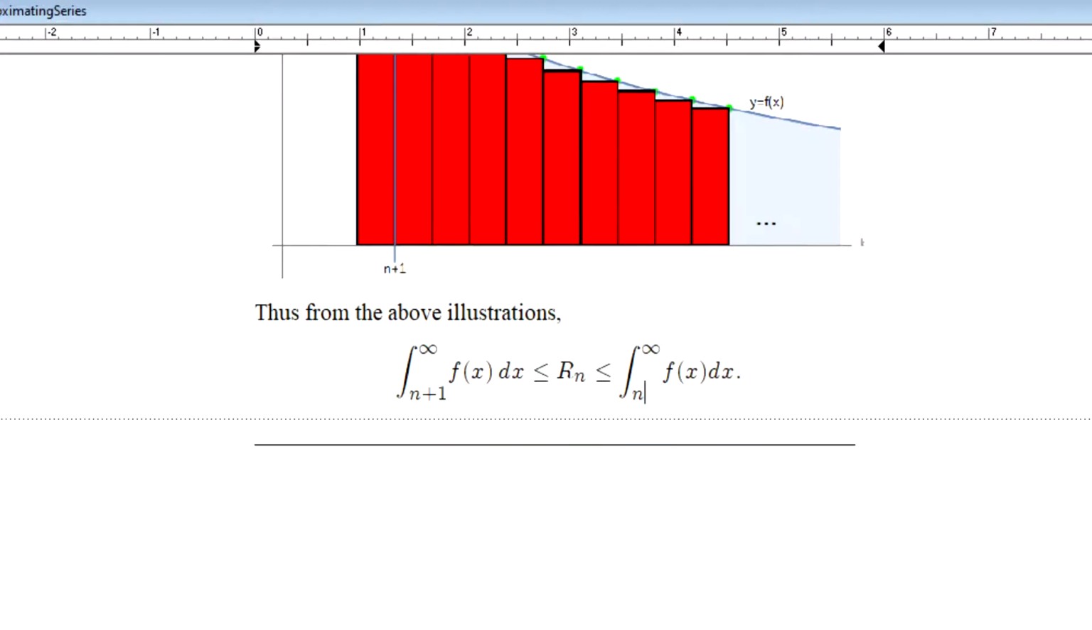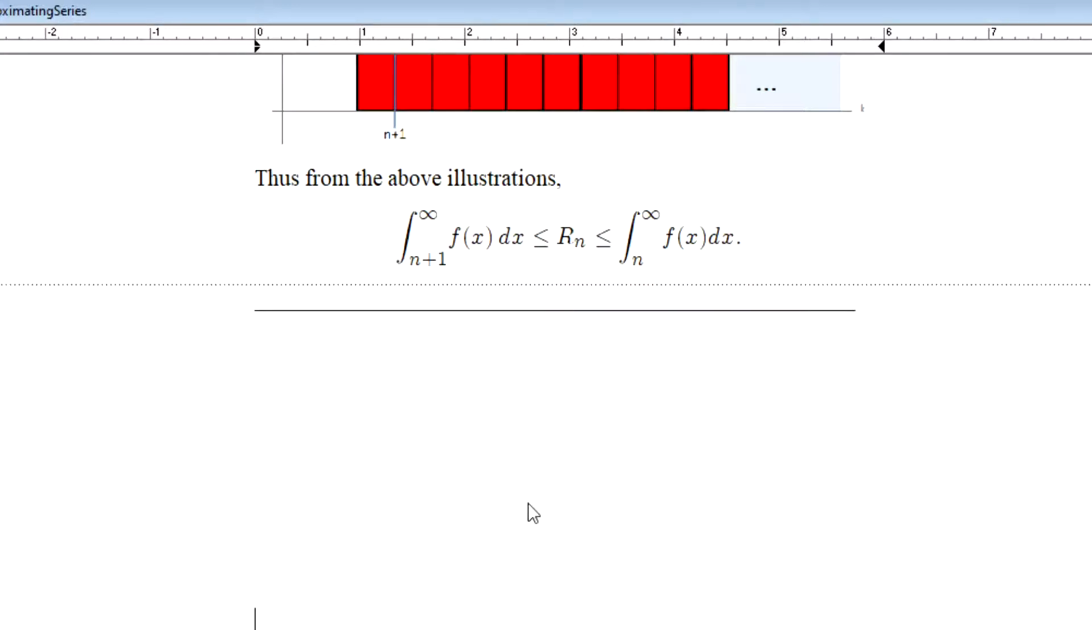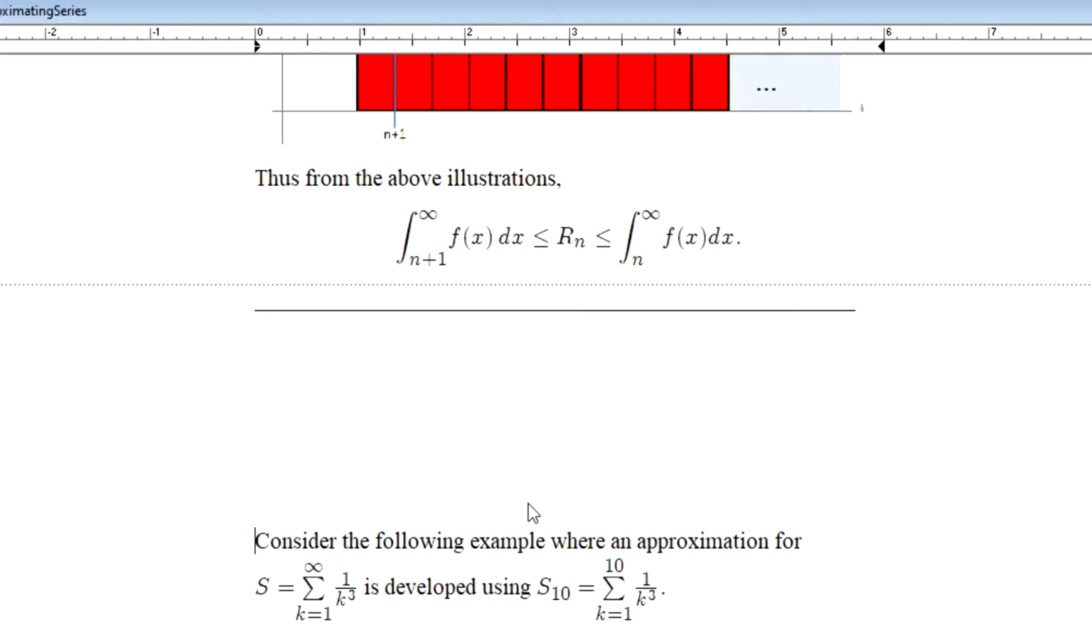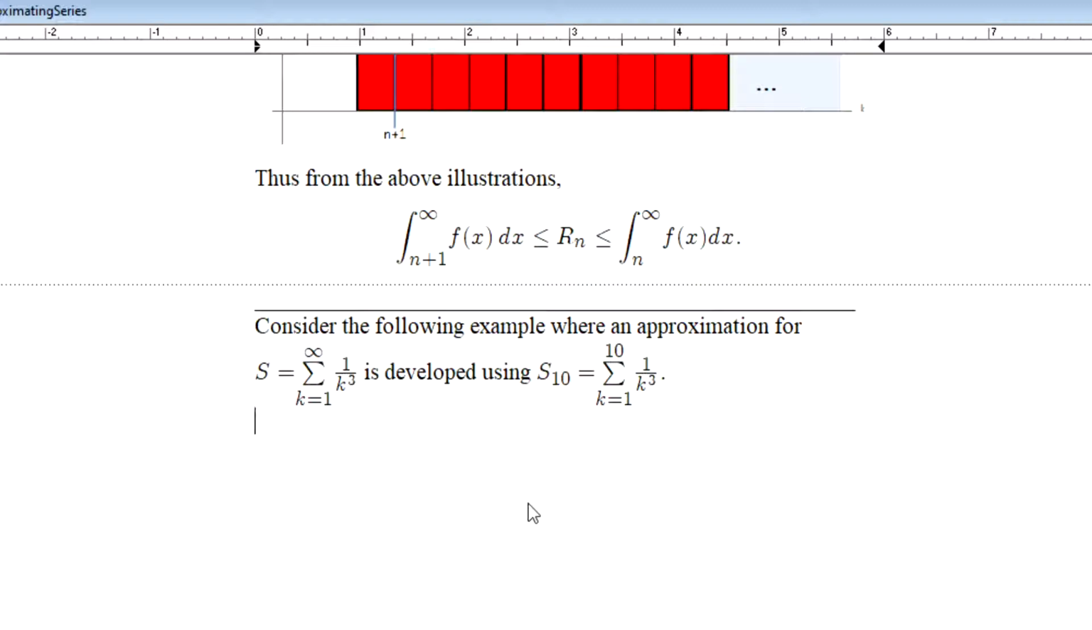Let's actually look at an example now that we have the proof out of the way. All right? Consider the following example for approximating this convergent series. Now, we should recognize this convergent series. This is 1 over k cubed from k equals 1 to infinity. That is what we would know as a convergent p series. We're dealing with a power of p equal to 3, and we know for powers of p greater than 1, this p series is going to be convergent. So this is a convergent p series.